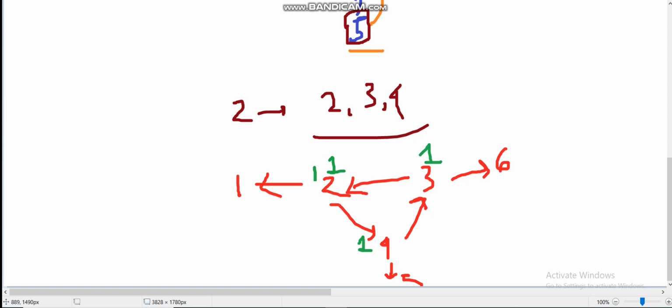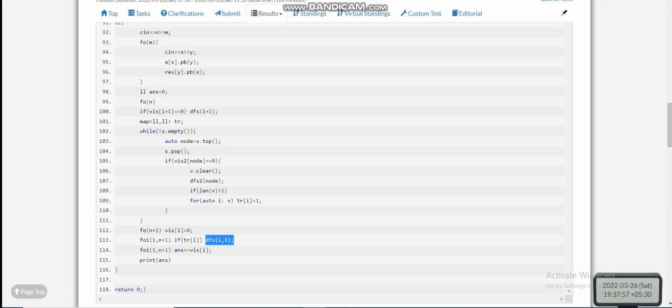So I will DFS from these. TRI is marked as 1, so I will do DFS from 2, 3 and 4, and mark all other reachable nodes as 1. After marking all other nodes as 1, at the end I am storing that if the current node is visited, then our answer will be incremented by 1. At the end I am printing the answer.